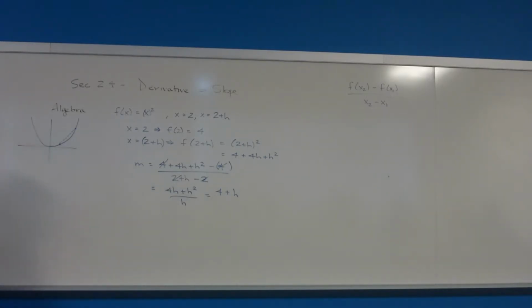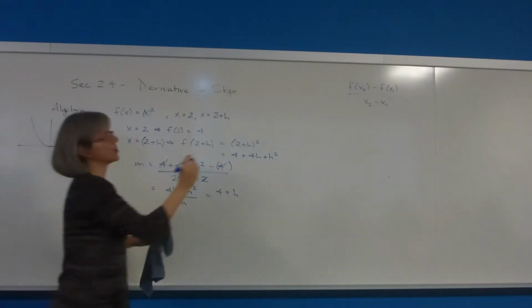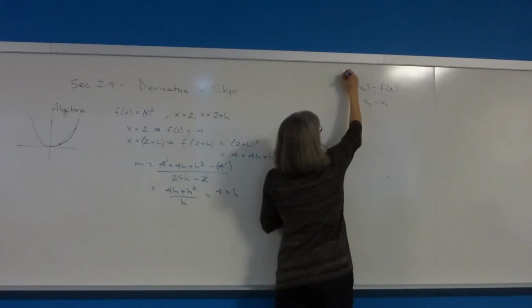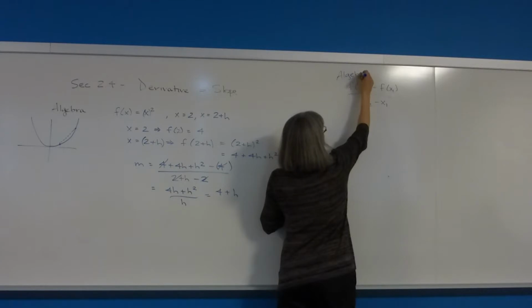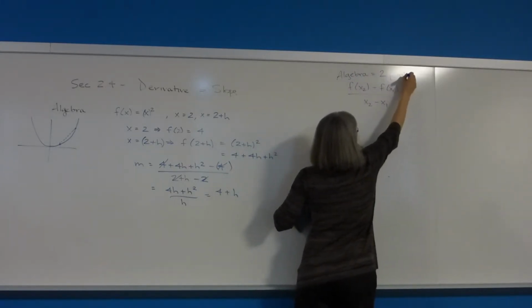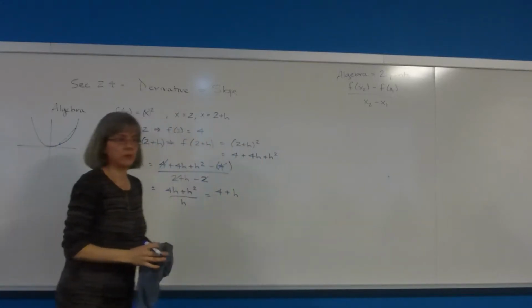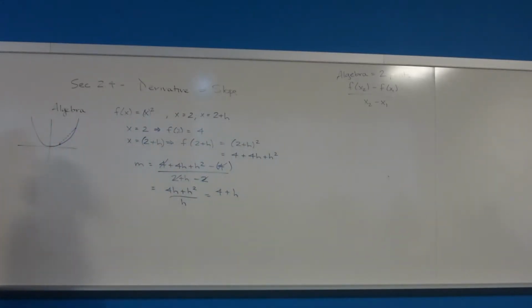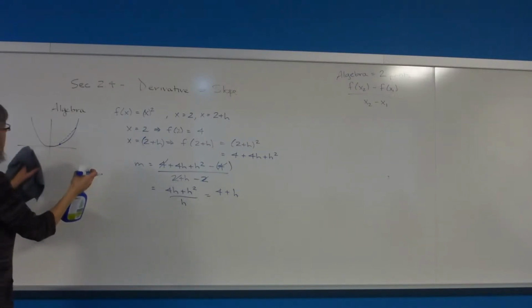So we've done the algebra. Algebra is all about 2 points. Algebra is about 2 points. Calculus is about 1 point. So let's look again. Leave that one up.